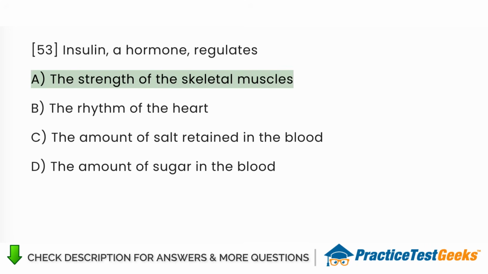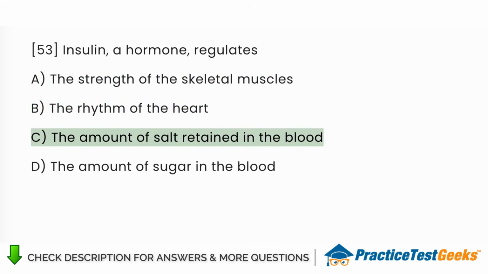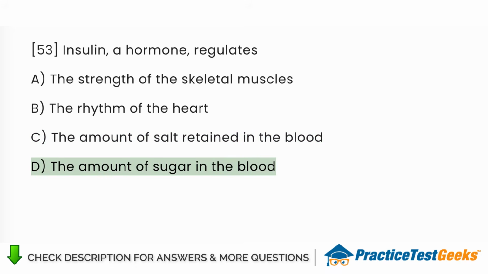A. The strength of the skeletal muscles. B. The rhythm of the heart. C. The amount of salt retained in the blood. D. The amount of sugar in the blood.